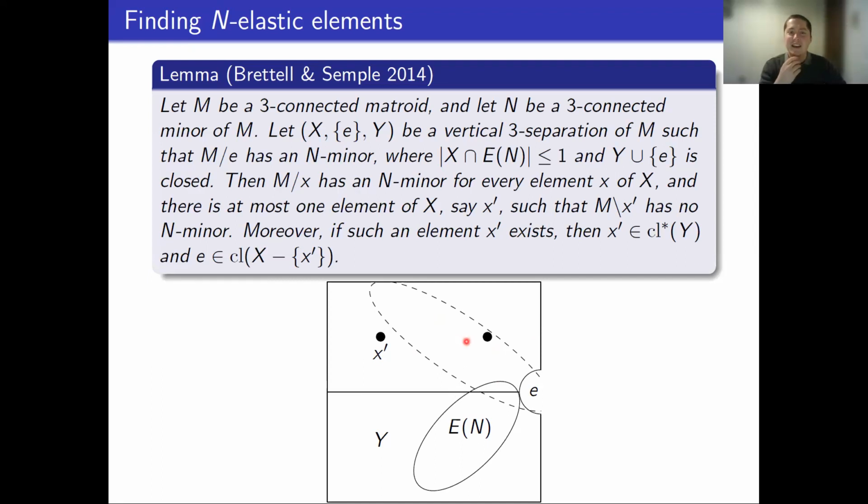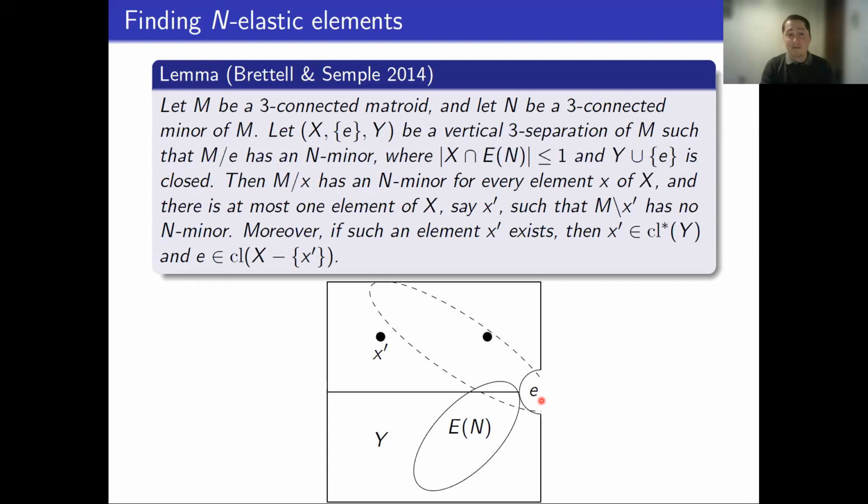There's a number of words for those. It has both M delete X and M contract X have N minors. There's a little exception. Apparently, well, not apparently, but certainly there is one element that can pop up that doesn't have M delete X have the N minor, but that's very nicely behaved. It's going to be in the co-closure of this 3 separating set, and everything in X other than that element is going to be in the closure of that set. So you very much have a lot of N minors going on in this smaller side, this non-closed side.